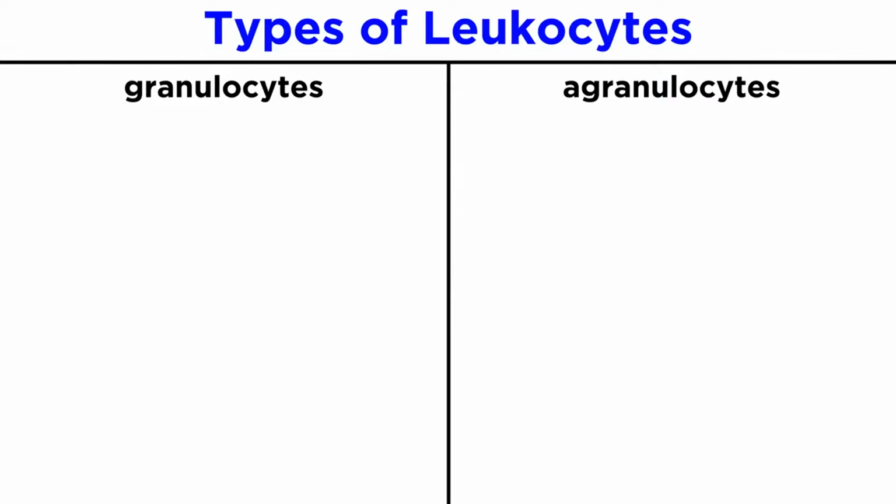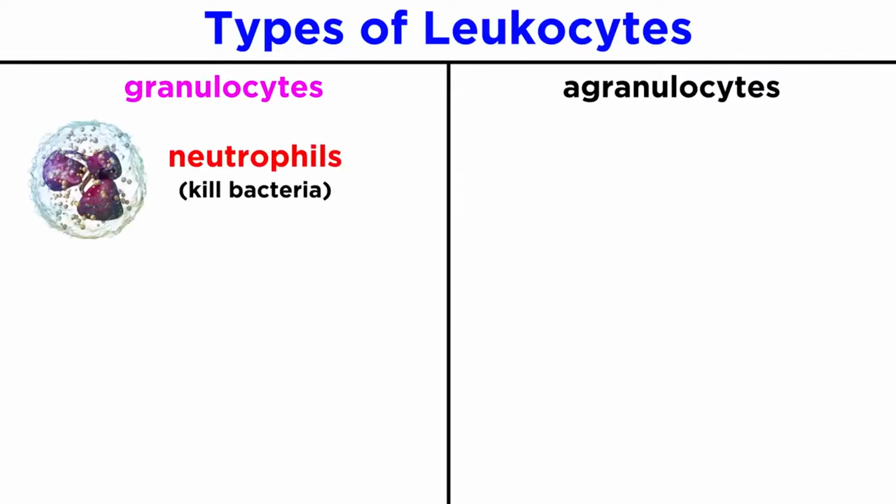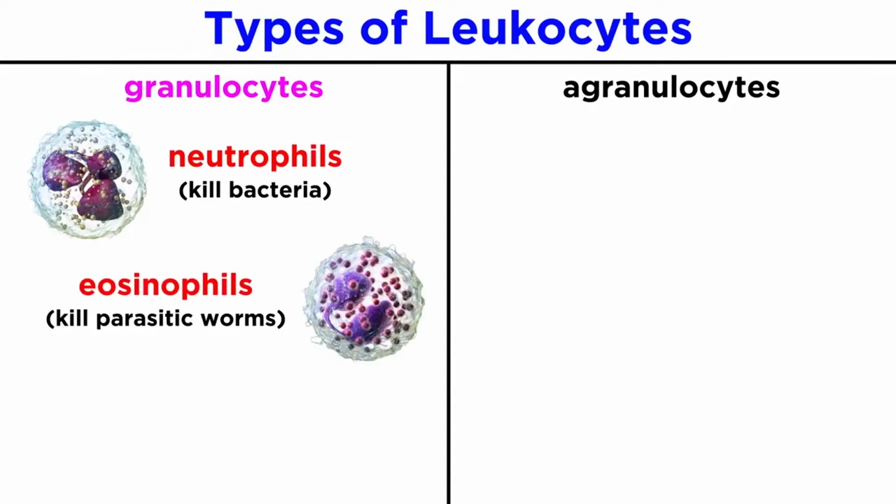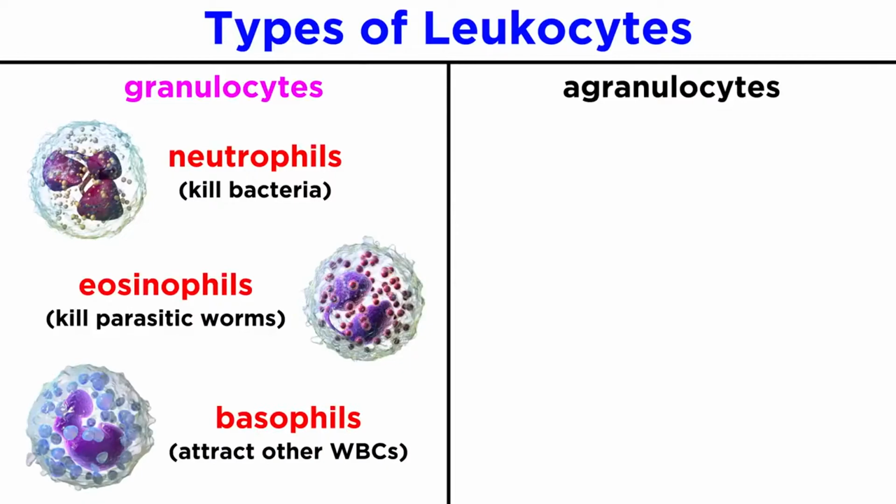There are 2 types of white blood cells, granulocytes and agranulocytes, which differ in the presence or absence of granules. The 3 types of granulocytes are neutrophils, which kill bacteria, eosinophils, which kill parasitic worms, and basophils, which contain histamine that attracts other white blood cells to a site of inflammation.